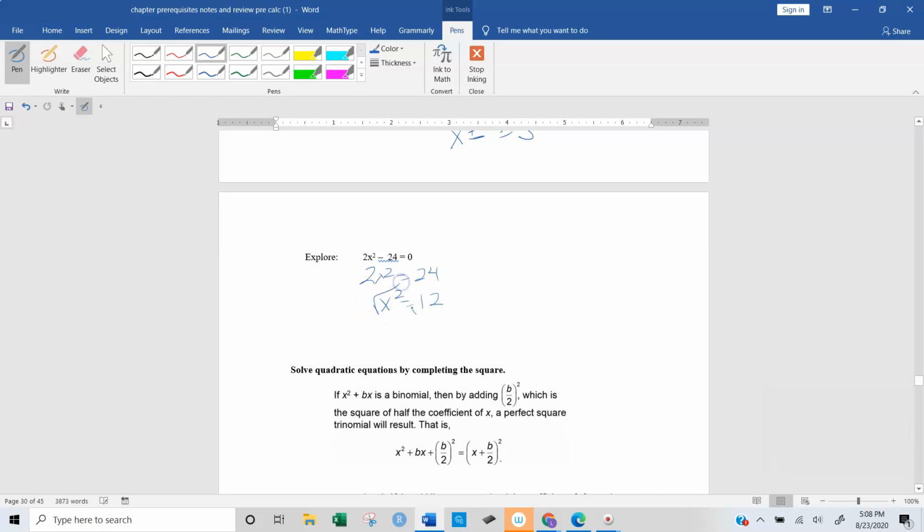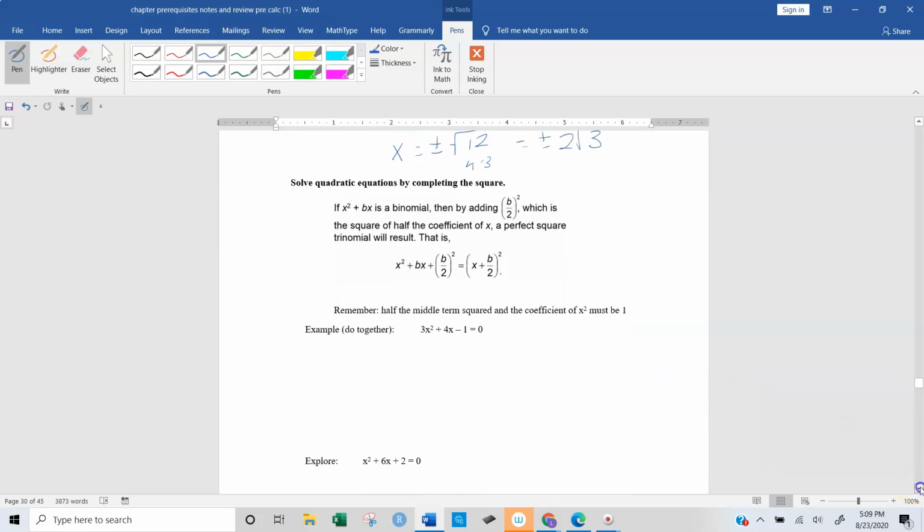Take your square root. So remember, you have to put the plus or minus the square root of 12. But we know that 12 is 4 times 3. So we know that's really plus or minus 2 square roots of 3. Make sure you put those down in separate form for me.